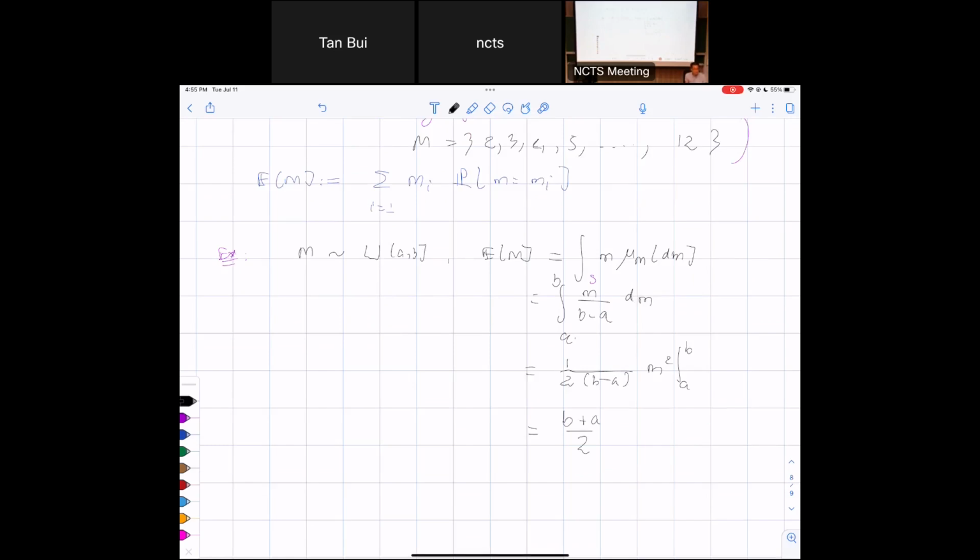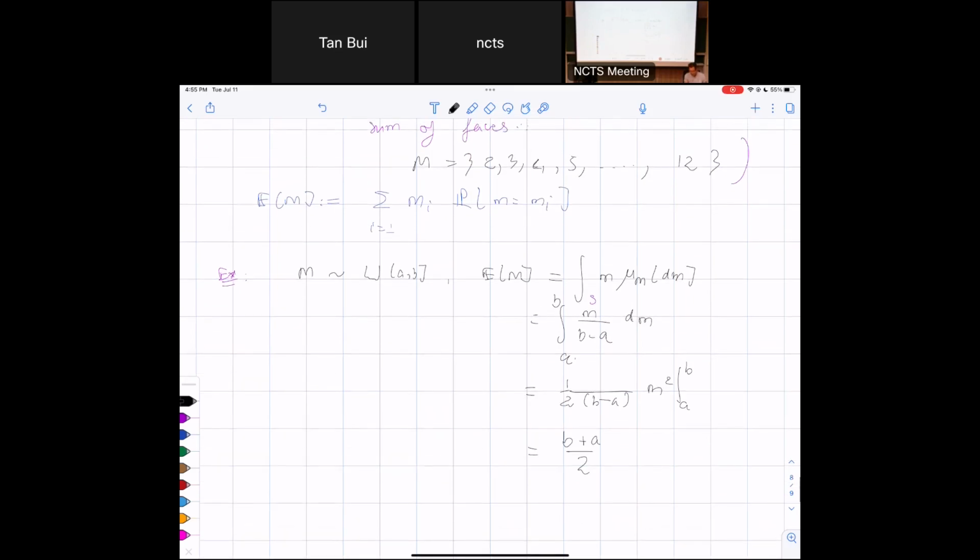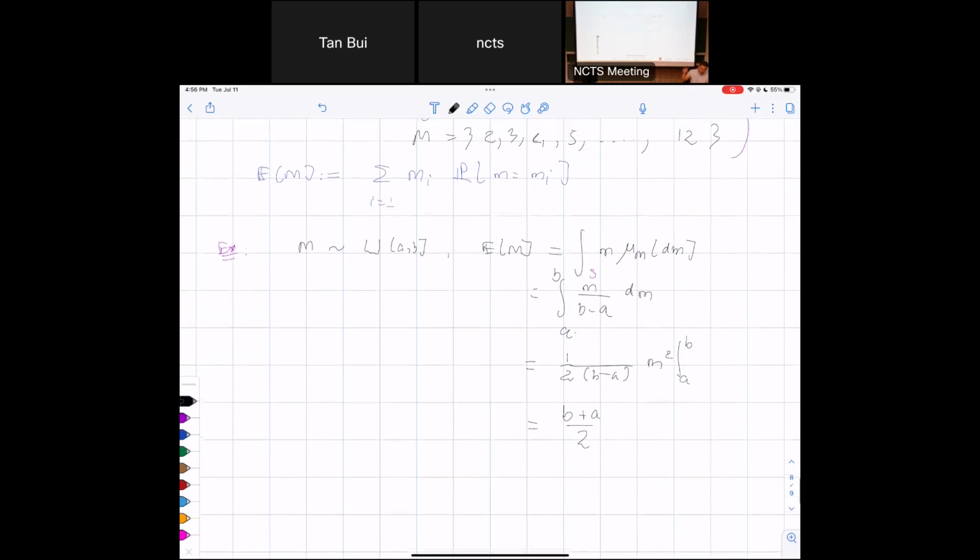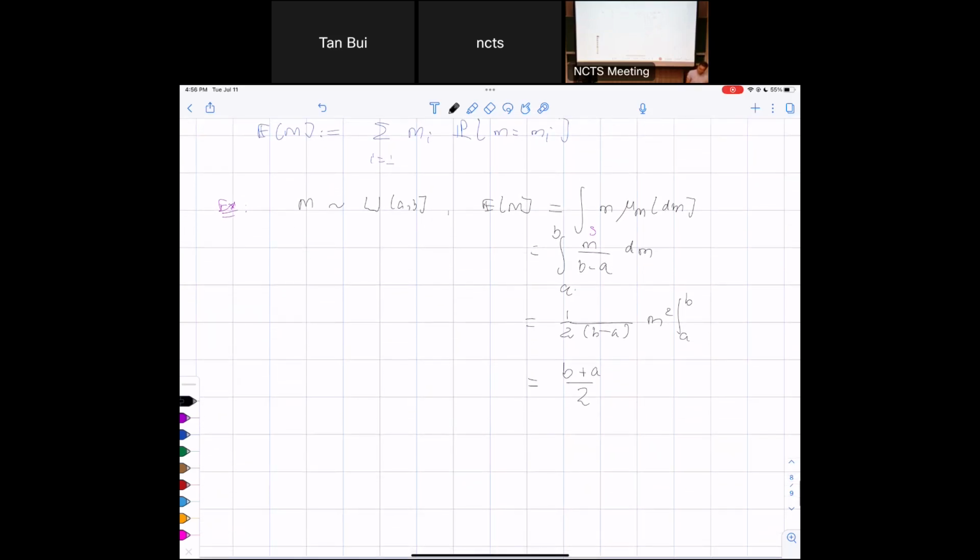Nice. It's also actually meaningful to think about it, because this is a uniform random variable. The probability of getting anything between A and B is the same, right? So on expectation, on average, the value of M should be something in the middle. That's an average on expectations. What is the value of M?